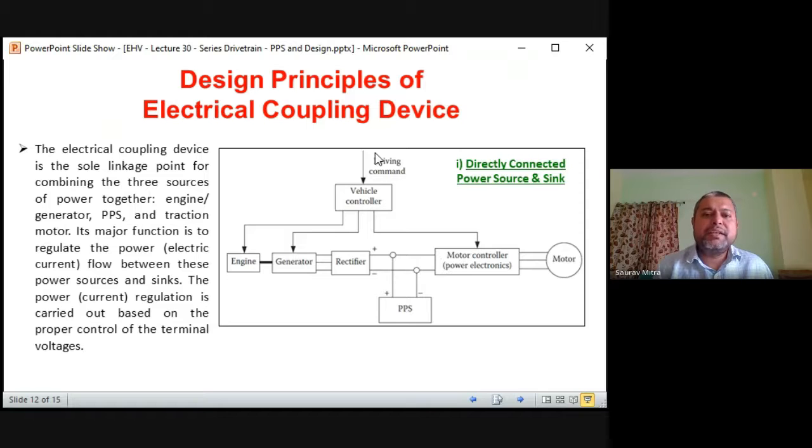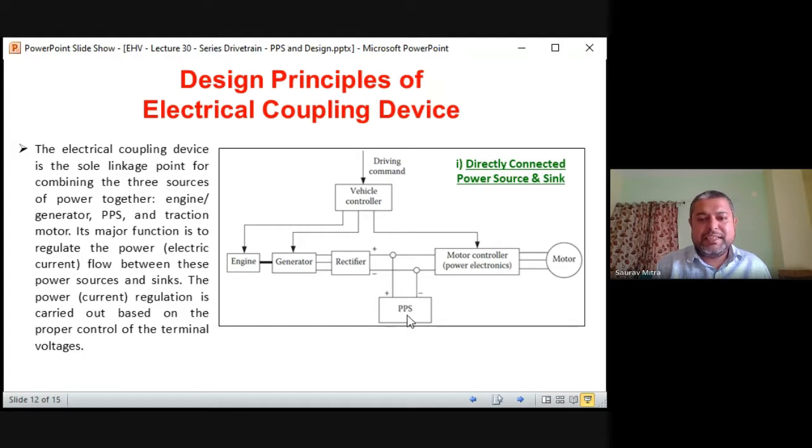It is getting the driving command, which is nothing but acceleration, speed, and brake also. Mainly it is acceleration, that is, we are pressing the accelerator. So this vehicle controller is controlling the generator, engine, and the motor controller. The electrical coupling device is the sole linkage. Here, this is the electrical coupling device, rectifier and all. So we are talking actually about the electrical coupling. There is a rectifier and this bus. So there is a bus here, and here is the PPS.